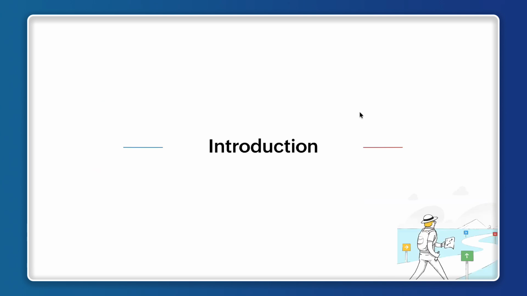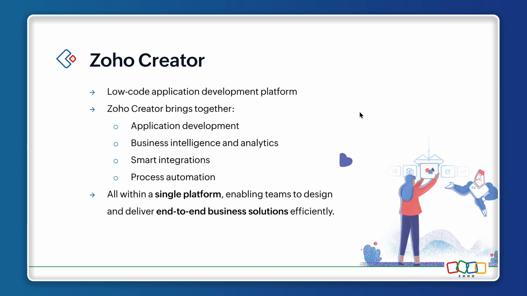Now let's start with the introduction. What is Zoho Creator? Let me give a quick overview about the product. Zoho Creator is a low-code application development platform. It is not only an application development platform, but a combination of application development, business intelligence and analytics. We can build smart integrations, and we can manage process automations with a single click. All these things can be performed within a single platform, enabling teams to design and deliver end-to-end business solutions more effectively. So this is all about the Zoho Creator platform we are going to explore.